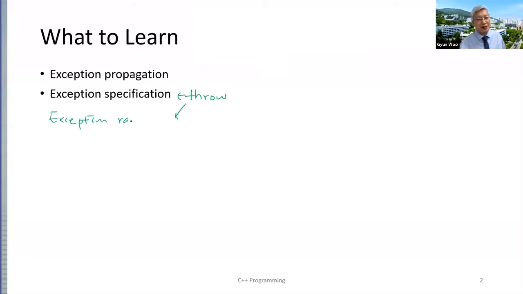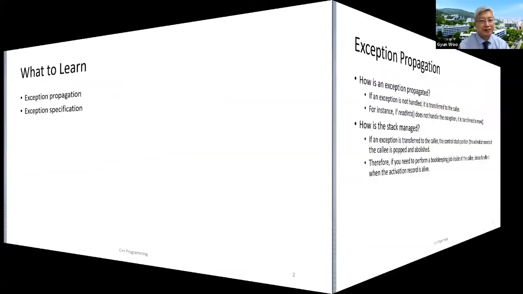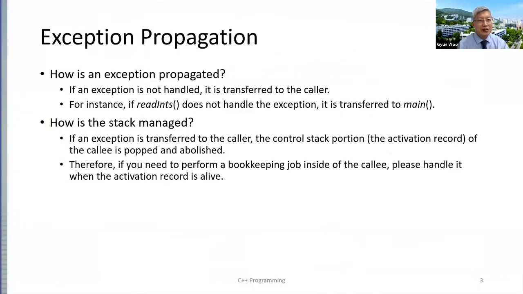Exception raise. So the throw command is used for exception raise, and it is also used in exception specification. So how is an exception propagated? If an exception is not handled in a certain method, a certain function, it should be transferred to the caller. And the callee stack is abolished.